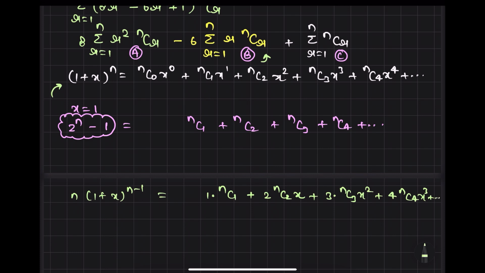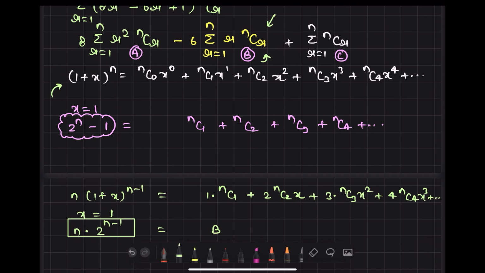Now look at this. So just try to open this part. If you open, you will have 1 times nC1, 2 times nC2, 3 times nC3, means you are having this thing. Just you have a problem with the x. So how will you handle x? Just replace x with 1. So if you replace x with 1, you will have n times 2 power n minus 1, and this thing will become B. Okay, so this is your answer for B part.